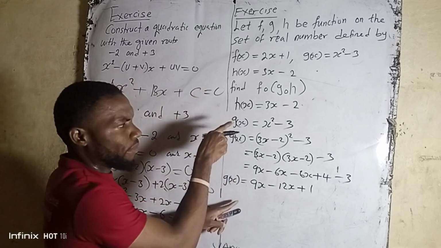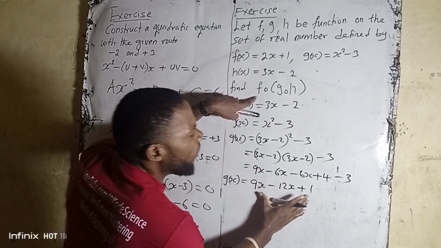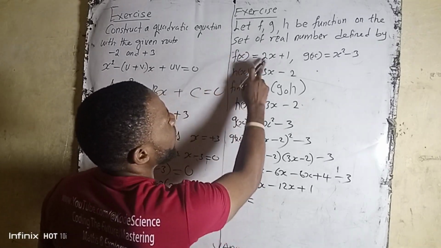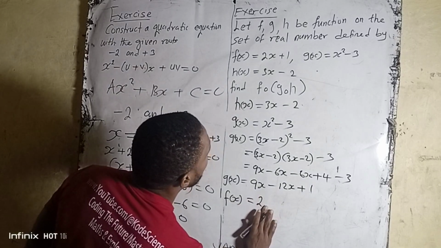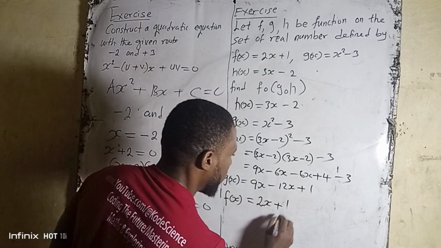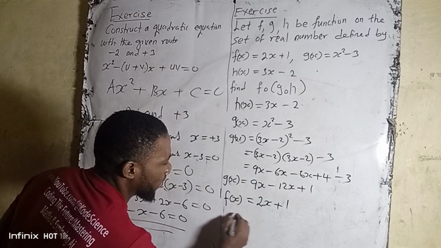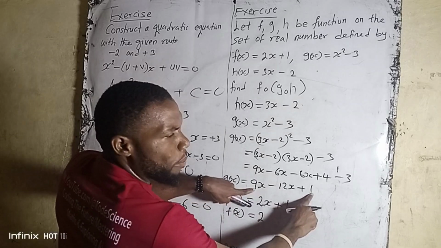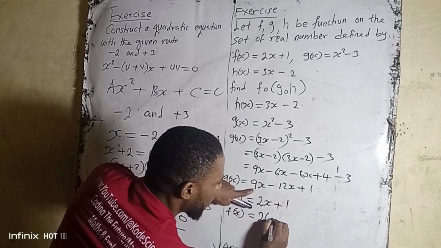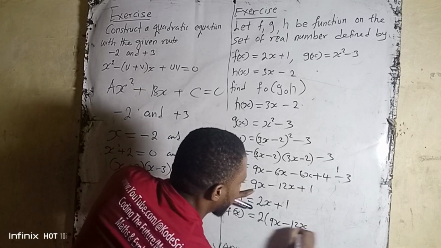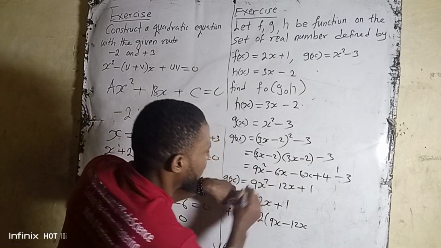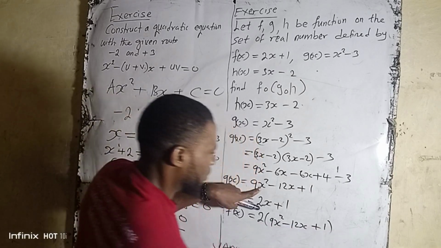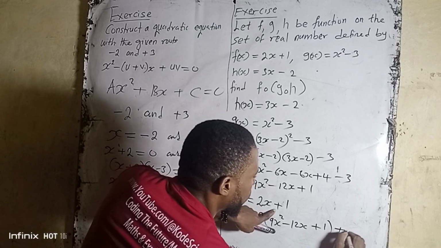Then to f, f sees all of this as x. And we know that our f of x is equal to 2 into bracket x plus 1. So we're going to substitute this into it. So we have 2, where x is all of this input, which is 9x squared minus 12x, then we have this plus 1.